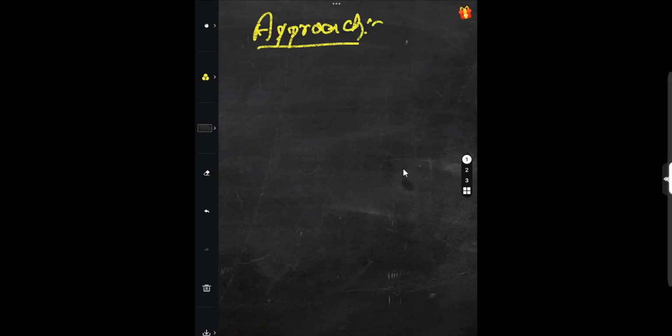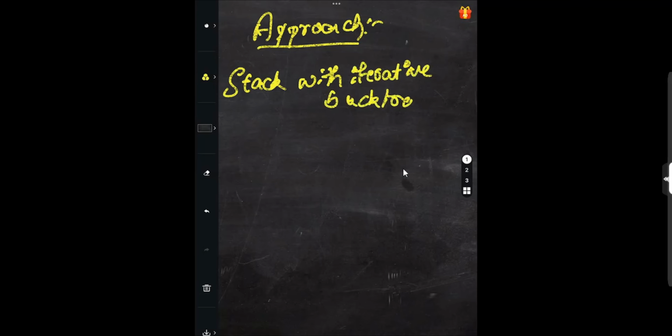The first thing to keep in mind is that we are going with iterative backtracking with a stack. So this is the approach that we are going with. Let's go through the approach step by step.